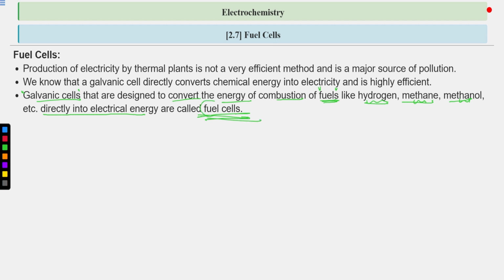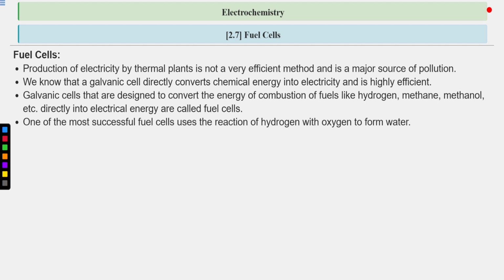Fuel, as already present in the name, means something which we are combusting, doing the combustion process with it, and also using the energy we get from it in a positive way. So in these cells we are using fuels like hydrogen, methane and methanol. Hydrogen means H2, methane means CH4, and methanol means CH3OH.